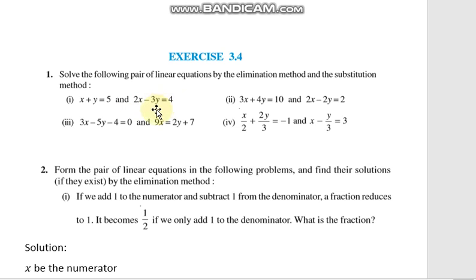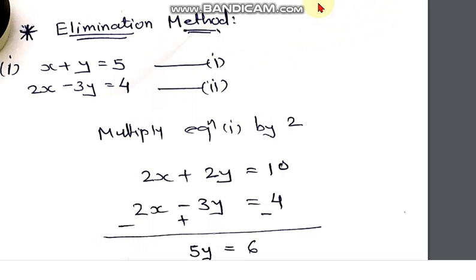So we will start by solving some sums. So let us start Exercise 3.4. The first sum is x plus y equals 5 and 2x minus 3y equals 4. So let us start. Here we have x plus y is equal to 5 and 2x minus 3y is equal to 4.